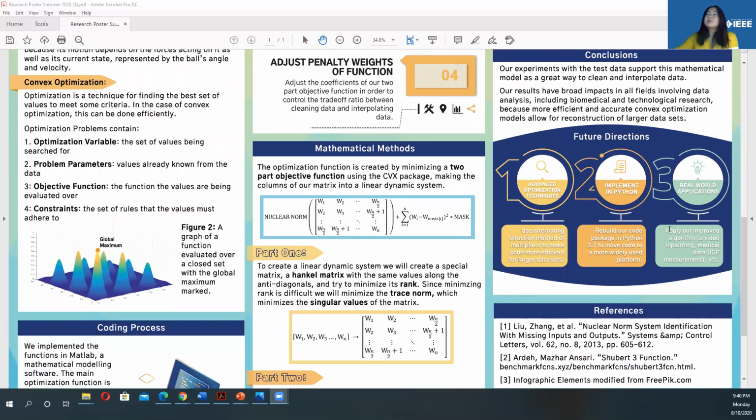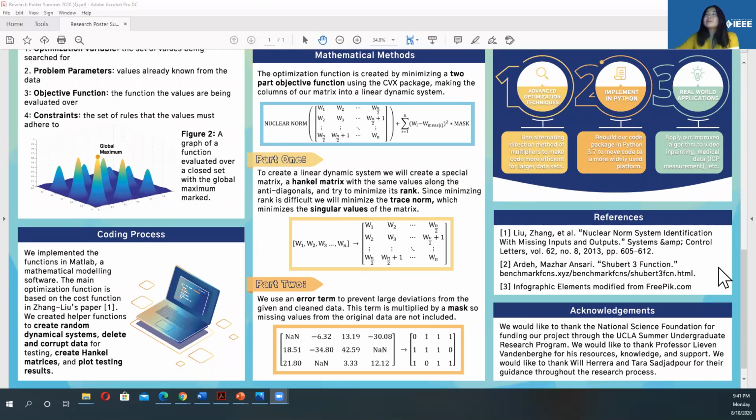Our next steps will be to use some more advanced optimization techniques. Instead of using the CVX package in MATLAB, we're going to try to write our own optimization techniques. Then we also want to try to implement it in Python. And third, we're going to try to use some real world applications and real data.